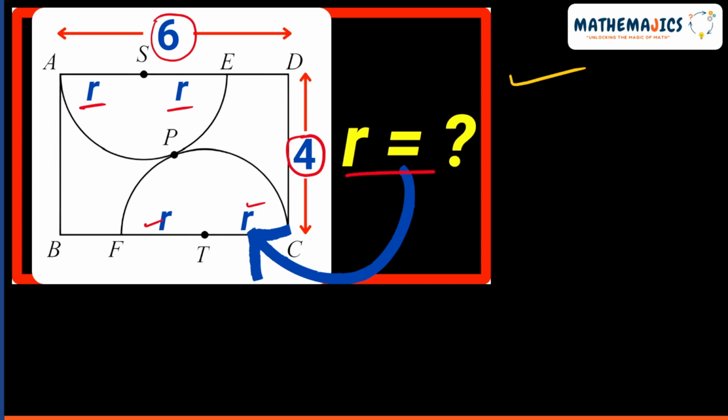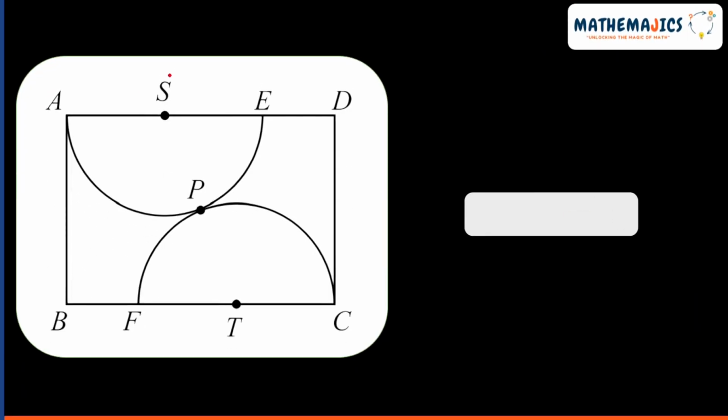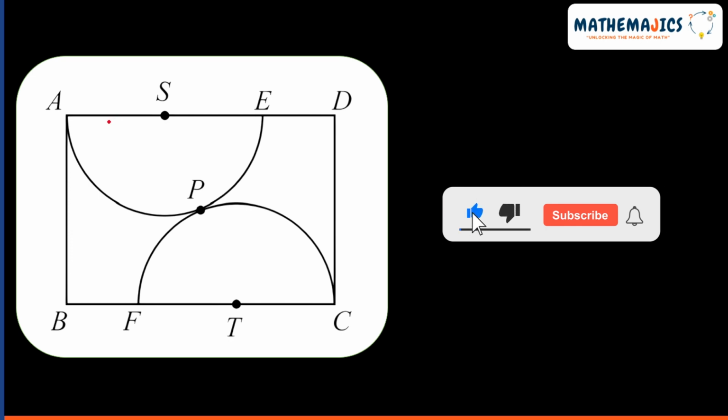We need to find the radius of this semicircle. So let's see how we can find the radius of this semicircle. To find the radius of this semicircle, we will be doing some construction. Let's see what that construction is.